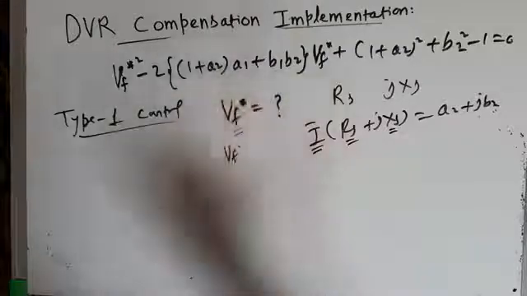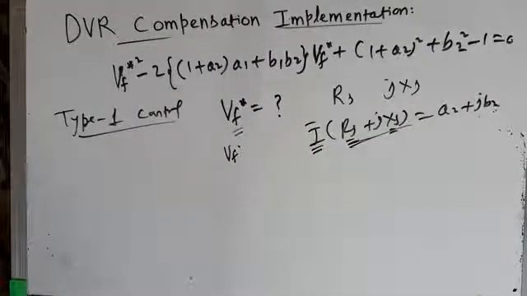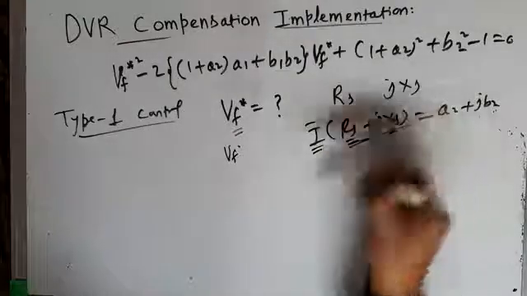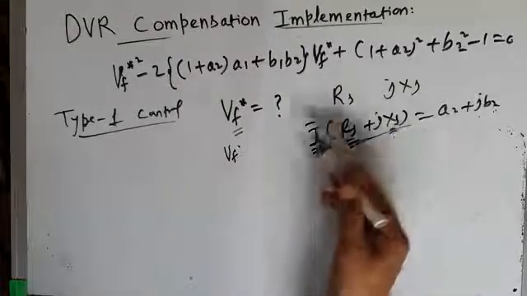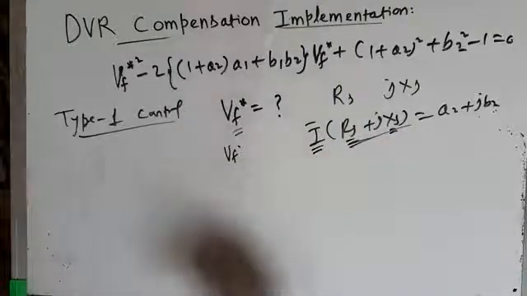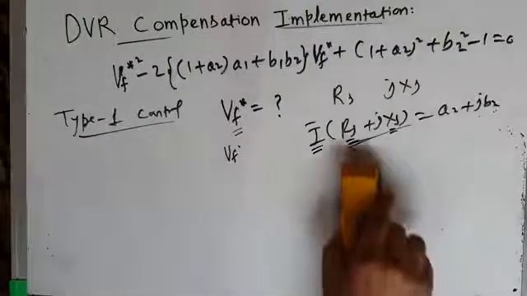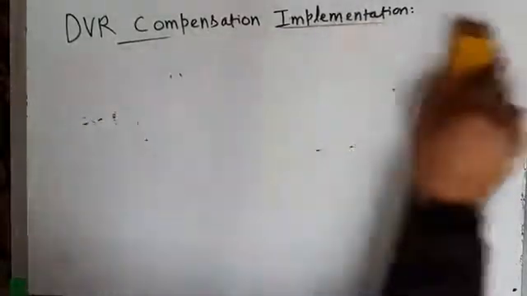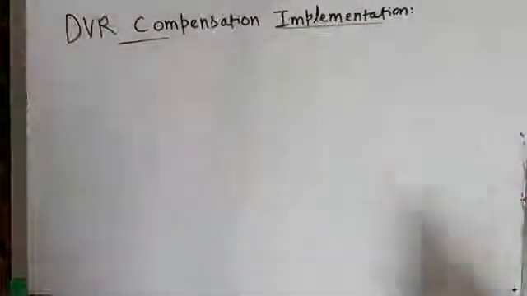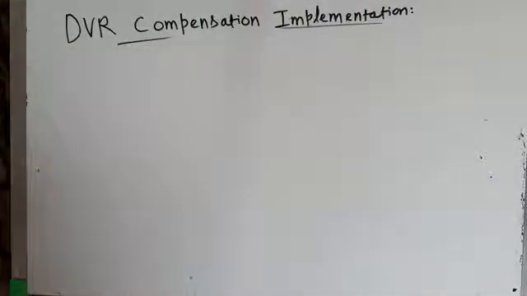In order to find the reference voltage mathematically, you need the information of feeder impedance. It is possible that you may not have the information about the feeder resistance or feeder impedance. Then there will be a problem. Type 1 control will be difficult to implement because you may not have information about feeder impedance. So to make things very easy, we go for another type of control, which is called type 2 control.